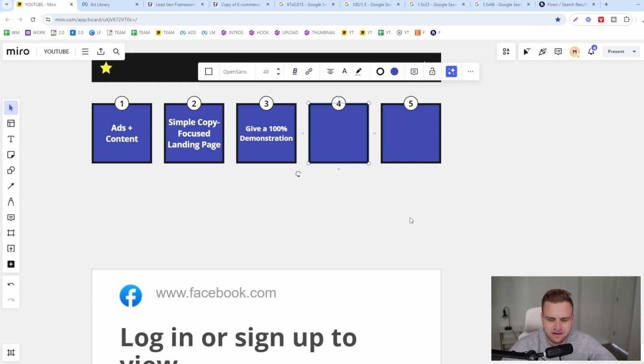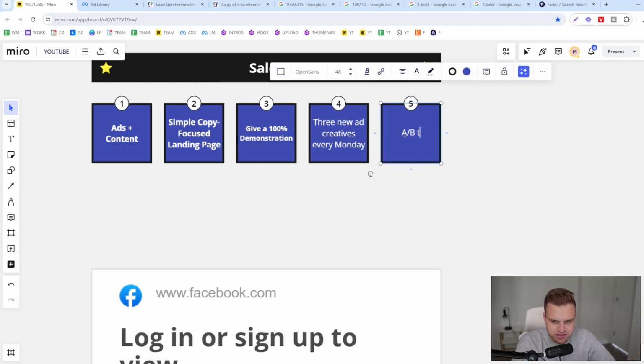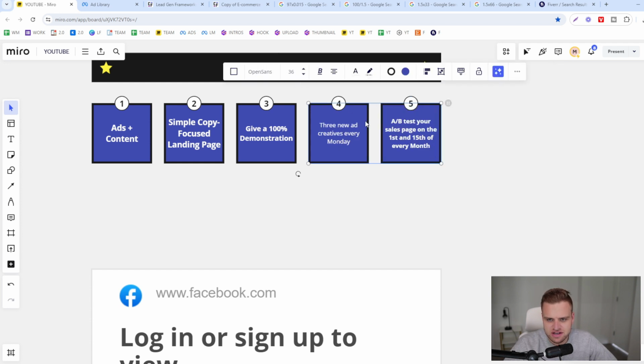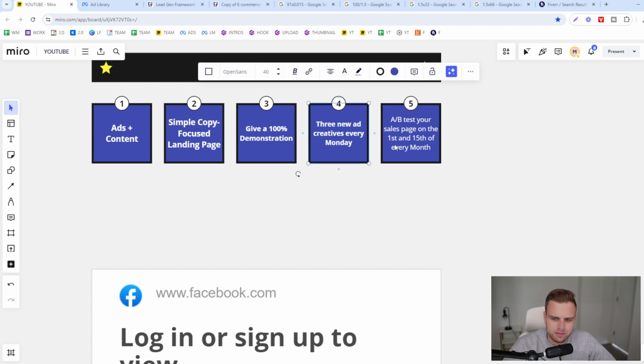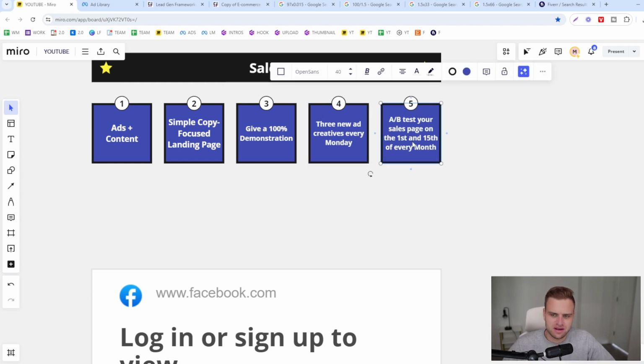the value. And what you want to do here is 3 new ad creatives every Monday. And you want to A/B test your sales page, landing page, on the 1st and 15th of every month. You want to do this because, especially at the start, you're not going to have enough ad spend most likely to justify more than 3 new ad creatives every Monday. And then you're not going to have enough traffic to justify more A/B tests. This is an A/B test every 2 weeks.